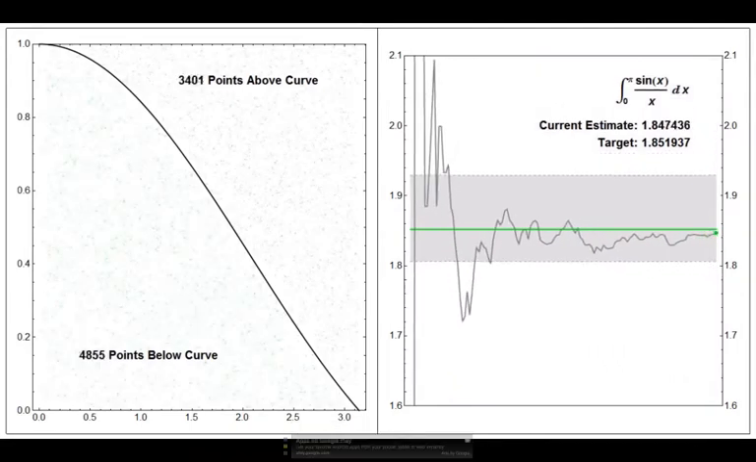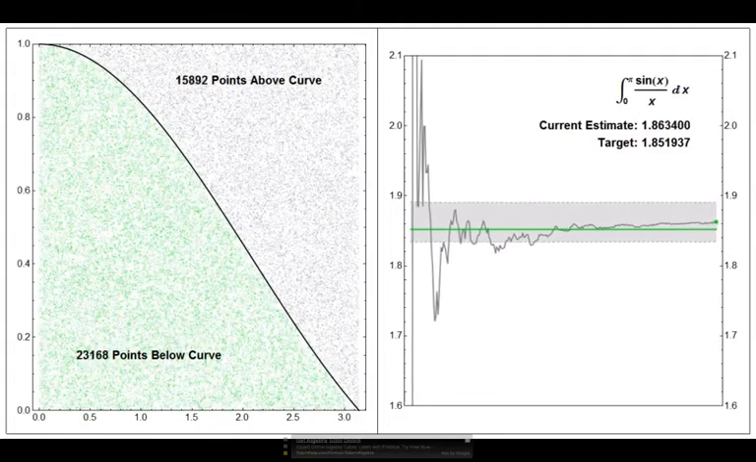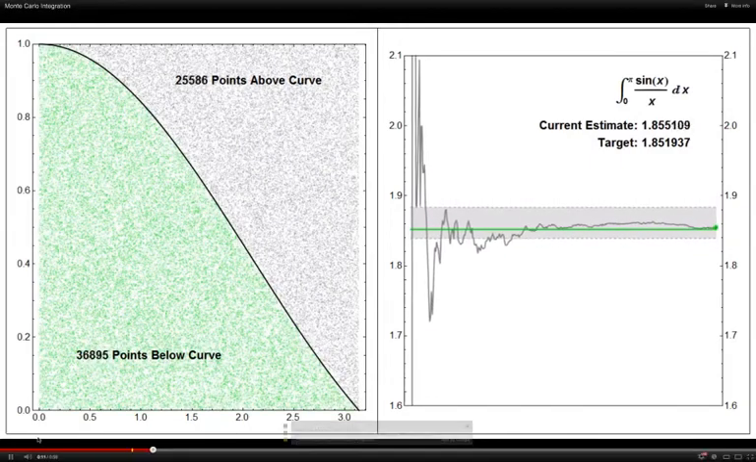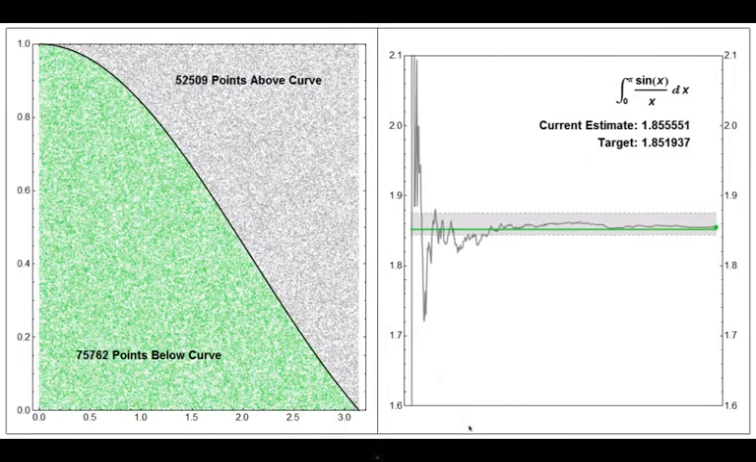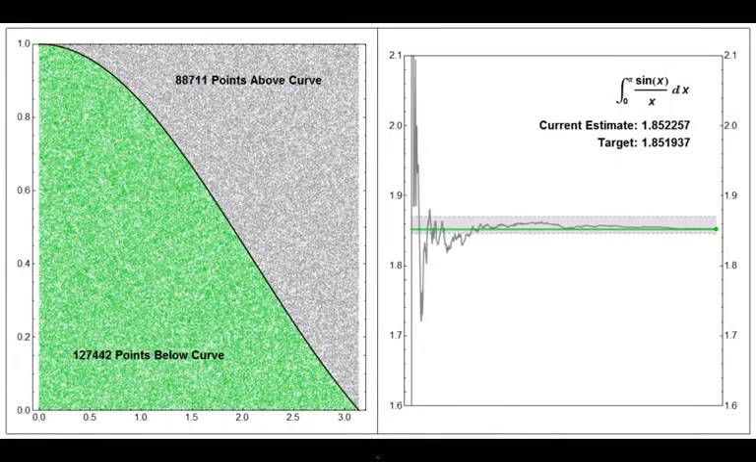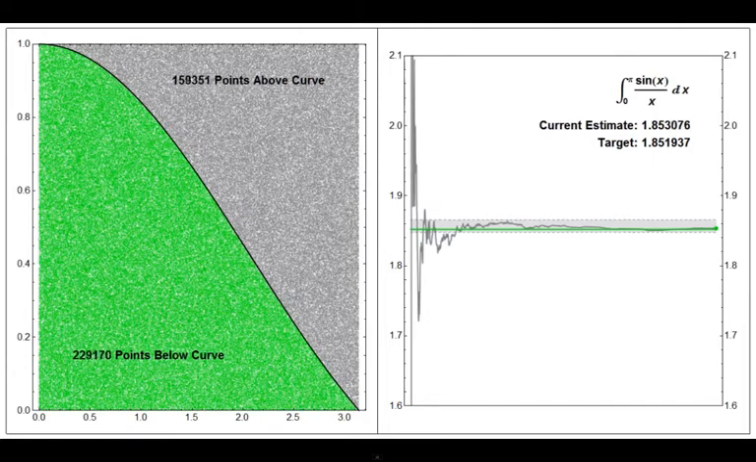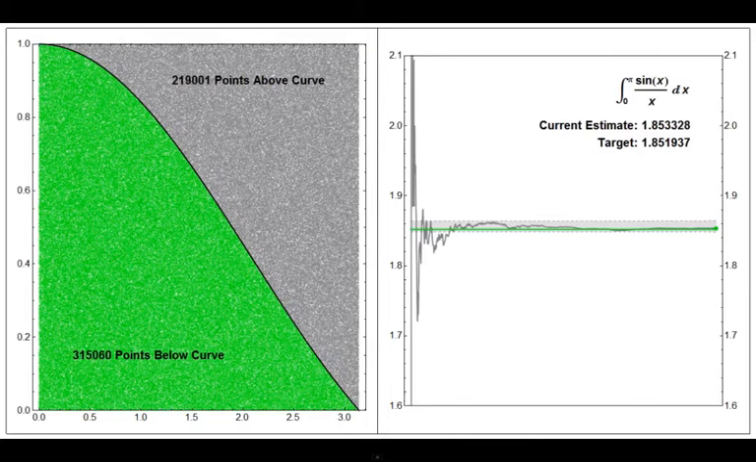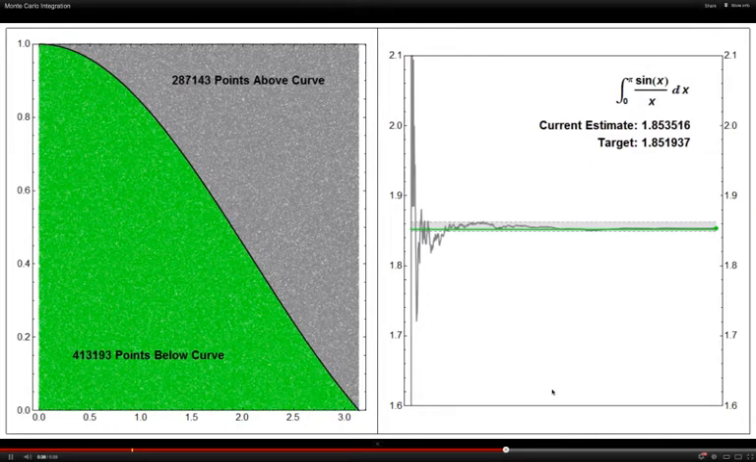As you can see here by this computer simulation, random points are being generated along the curve of sin x over x. The fraction of points underneath the curve to total points multiplied by the area of the window with the curve will give the approximate area. As you can see on the right side, as the number of points increases, the estimated area grows closer and closer to the target value.